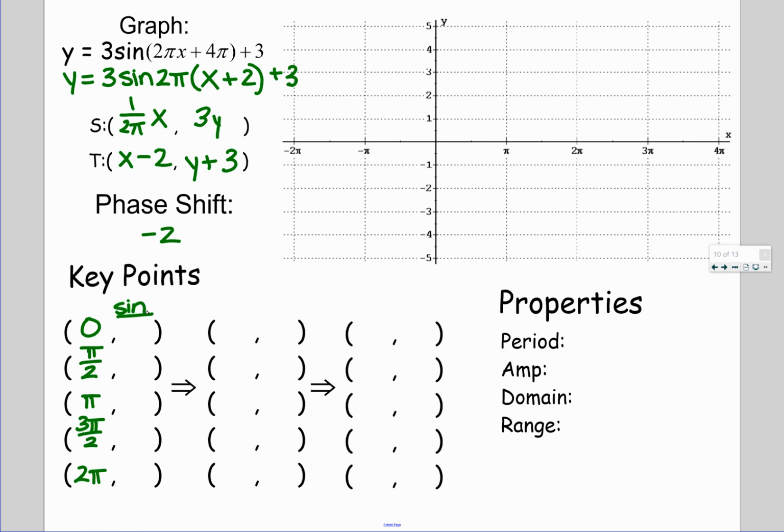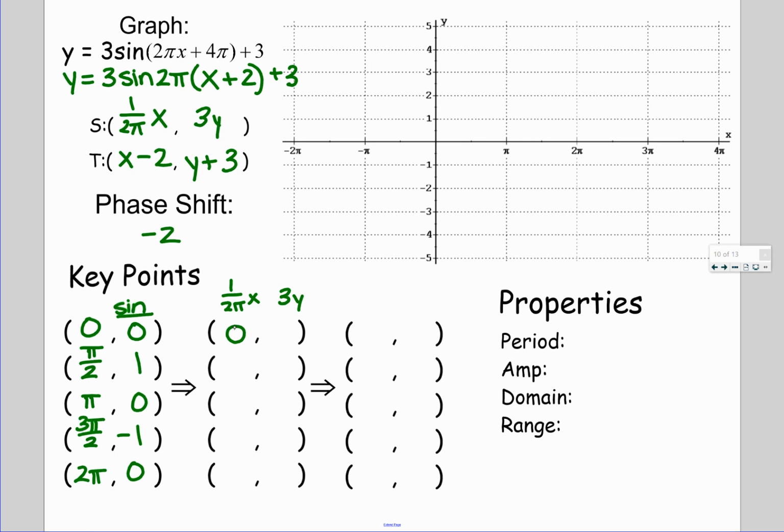What is the sine of 0? 0. What is the sine of pi over 2? 1. Sine of pi. 3 pi over 2. And 2 pi, 0. Okay, do the math. We're doing 1 over 2 pi times my x's and 3 times my y's first. That's my scale changes. Well, that's going to give me 0.